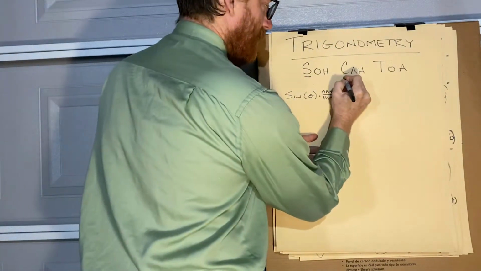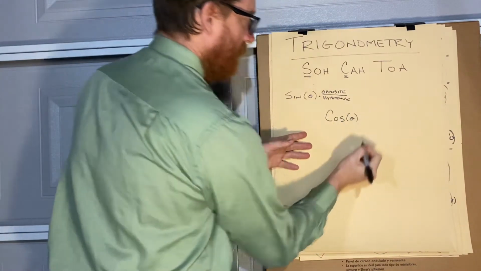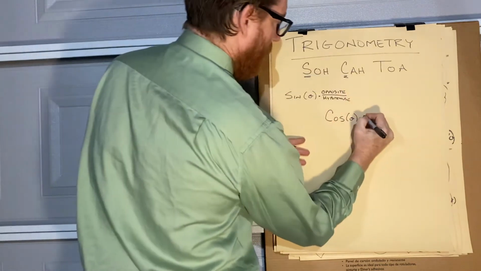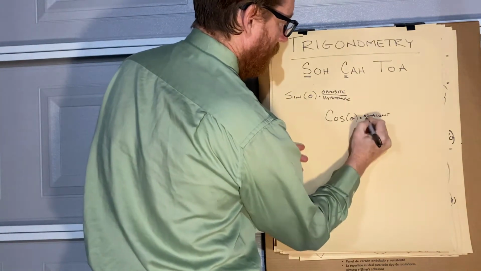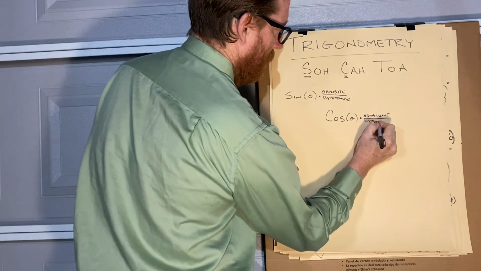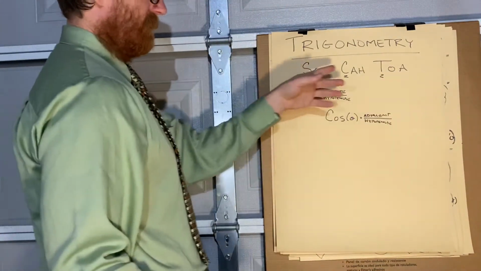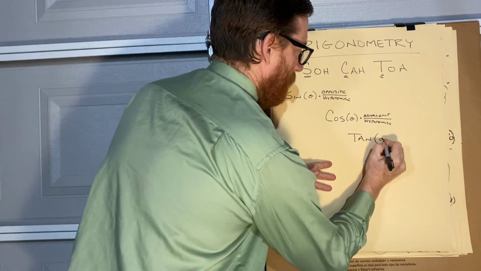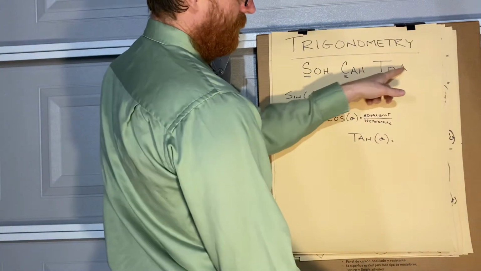The next letter you see is C, and that stands for cosine of an angle measure, which equals adjacent over top of hypotenuse. A is on top. And the last letter there, the T function, is tangent. The tangent of an angle measure is equal to opposite over adjacent.